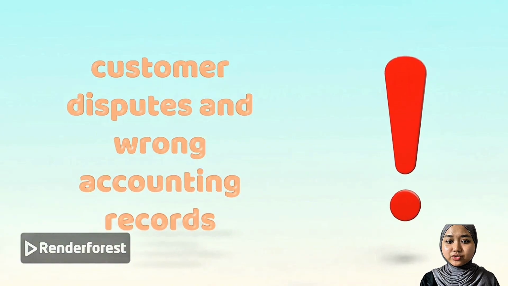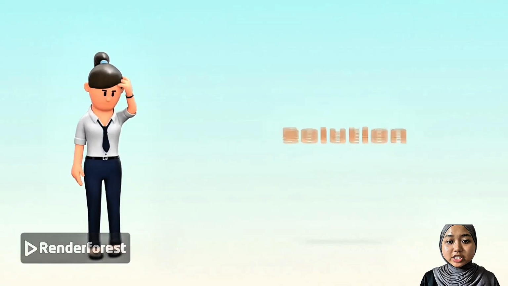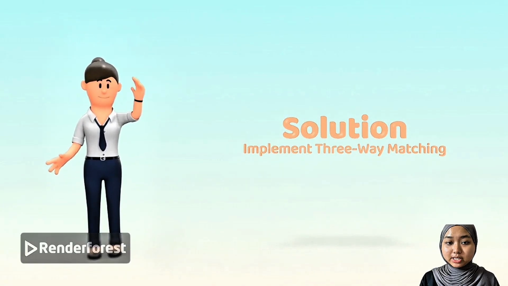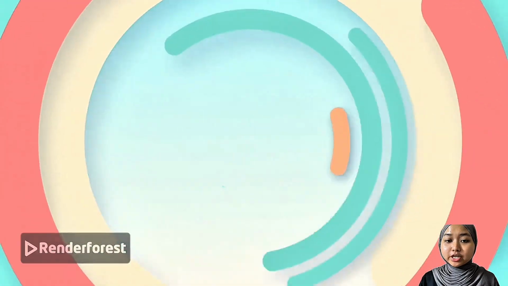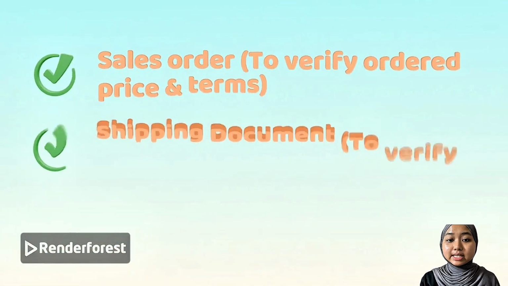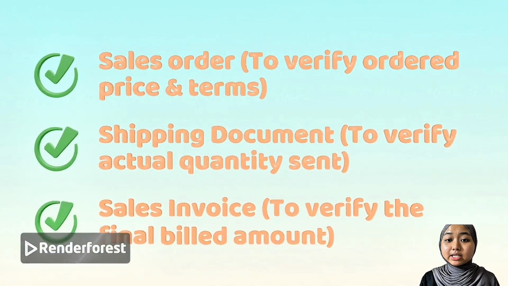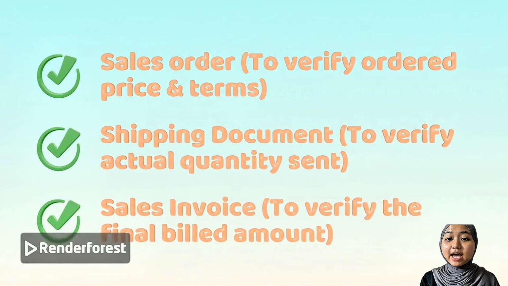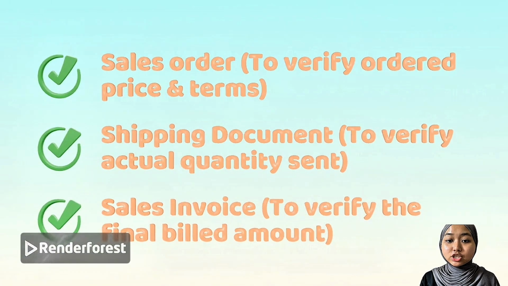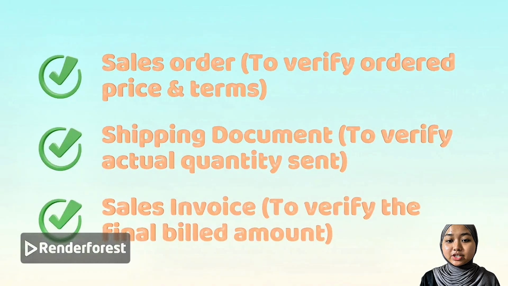To minimize this risk, the company must enforce a strict 3-way matching policy. This means the billing process must mandatorily review 3 documents. The first one is the sales order to verify the agreed price. Secondly, the shipping document to verify the actual quantity sent. And thirdly, the sales invoice to ensure that the final bill amount is 100% correct before any record is updated.